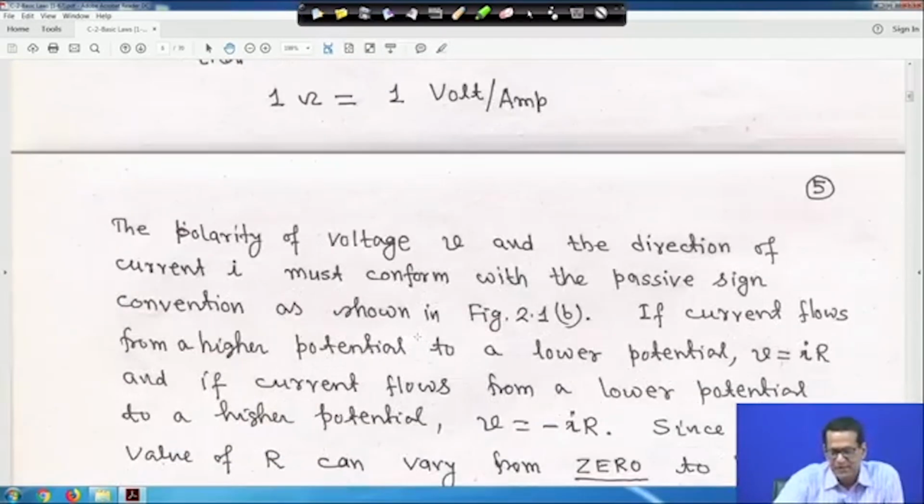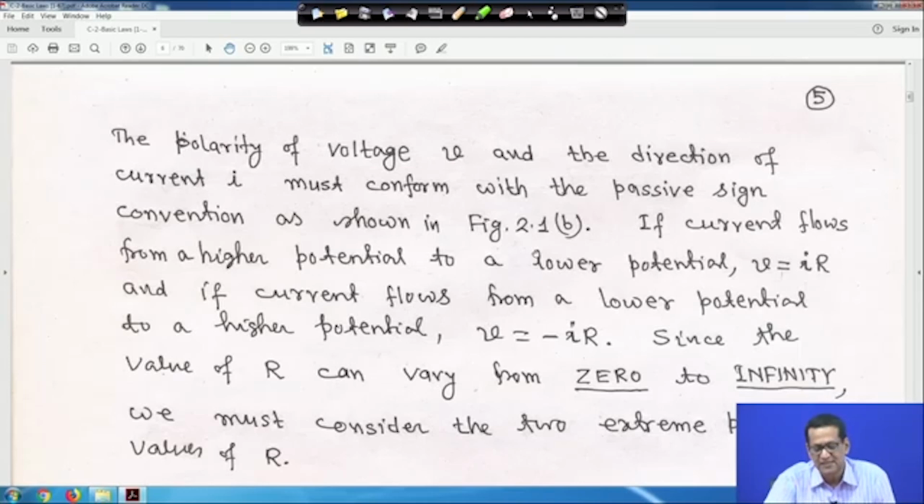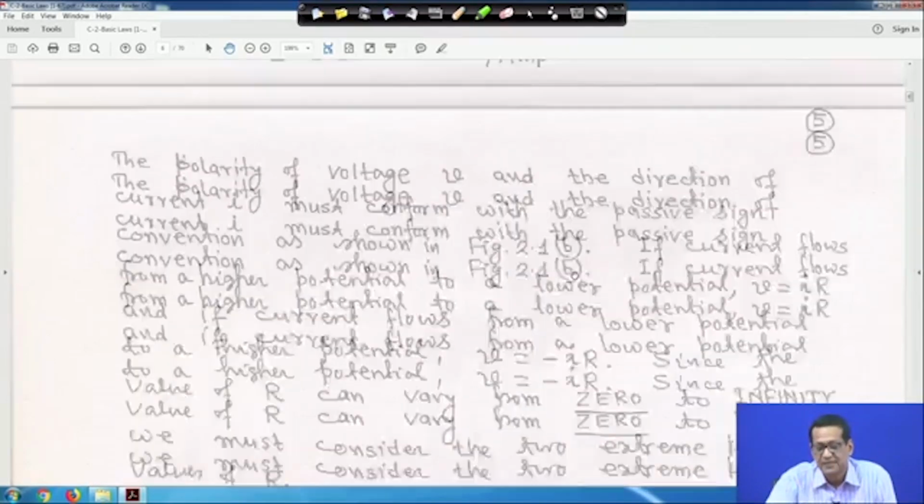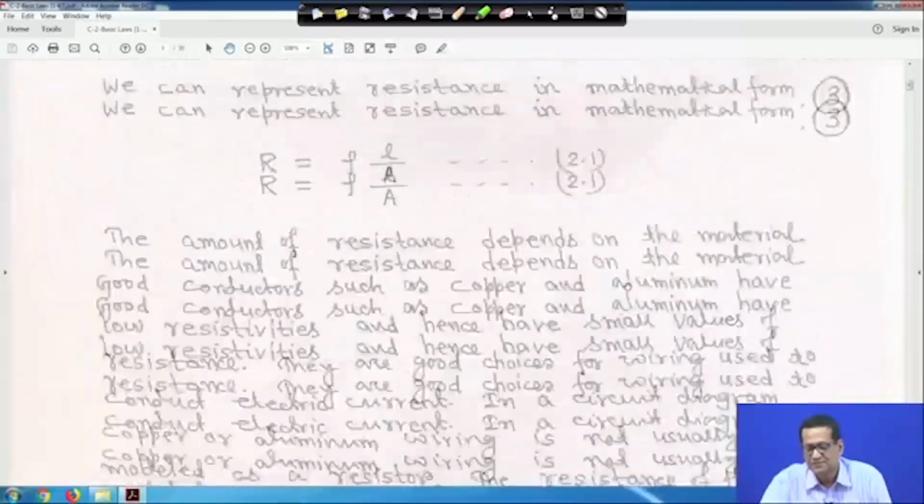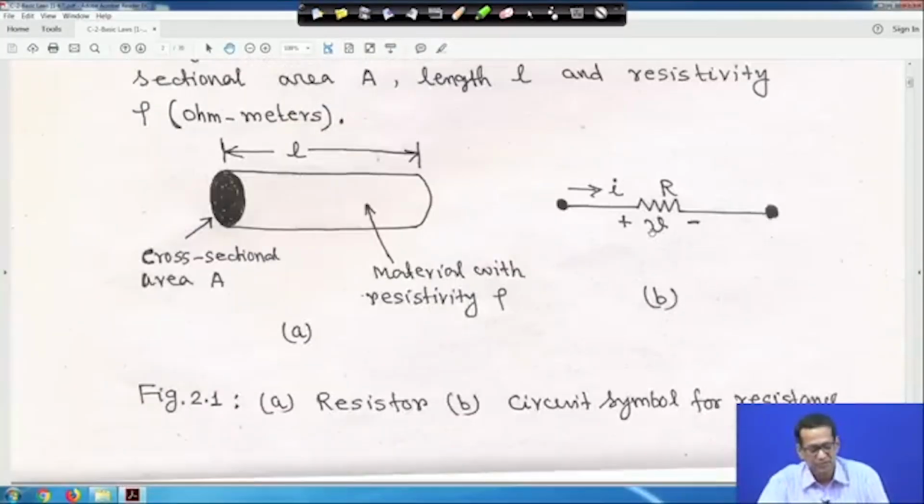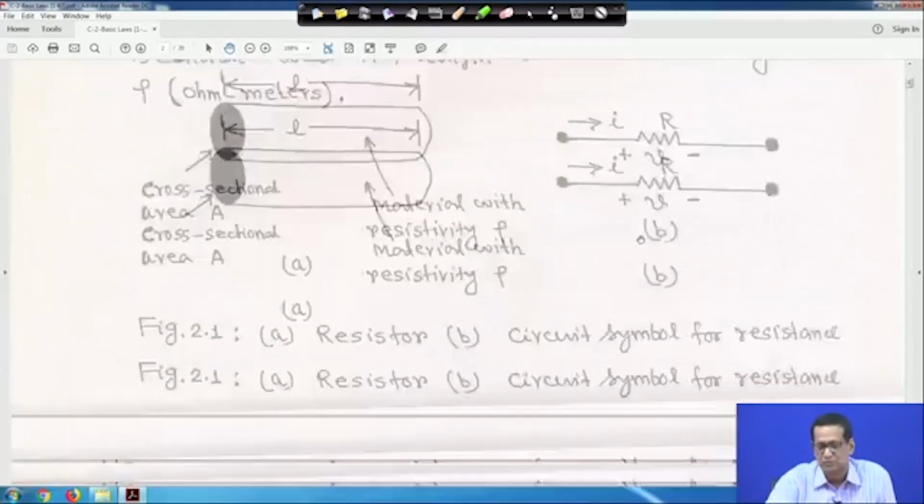Now, the polarity of voltage V and the direction of the current I must conform with the passive sign convention as shown in figure 2.1b. I showed you this figure earlier. I told you that R is a passive element, a resistor is a passive element, and the current enters the positive terminal. So, it absorbs power, and across this the voltage is V is equal to IR. This is the convention, figure 2.1b, I told you earlier also, right.